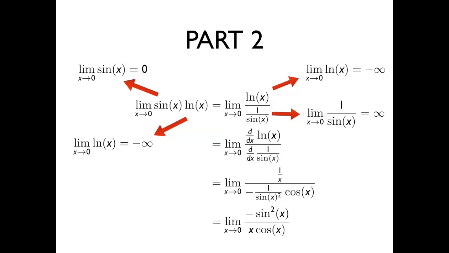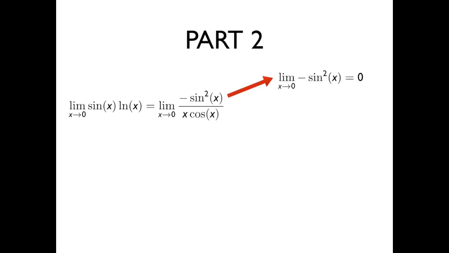Let's continue on a new page. We were asked to find the limit of sine of x times ln of x, and we found that that was equal to the limit of minus sine squared of x over x times cosine of x. Now let's look at the limits of the numerator and denominator separately. The numerator, minus sine squared of x, goes to 0 as x goes to 0. And the denominator, x times cosine of x, also goes to 0 as x goes to 0.